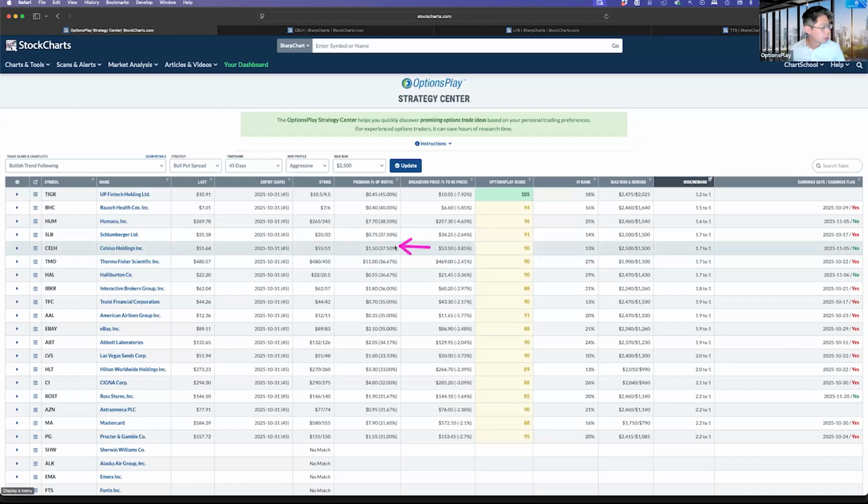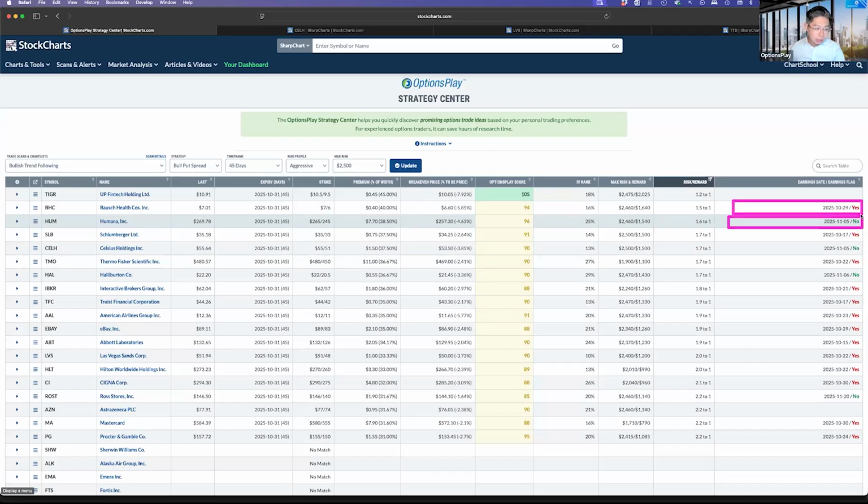Celsius Holdings now is only 37% of the width, but UP FinTech Holdings is 45%, Bausch is 40%, Humana is 38%. That's how quickly options markets change. And that's why it's really important that we use tools like this to identify opportunities in real time. And out of all of these opportunities, as you can see, Humana doesn't have earnings. Bausch does have earnings.